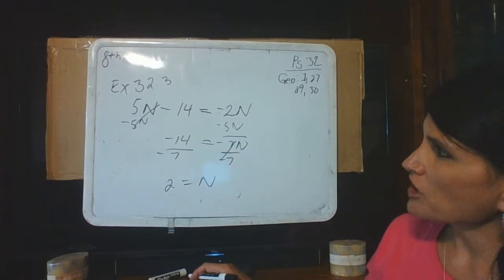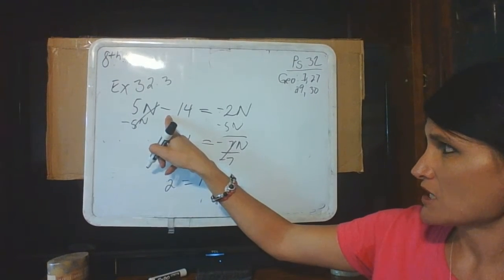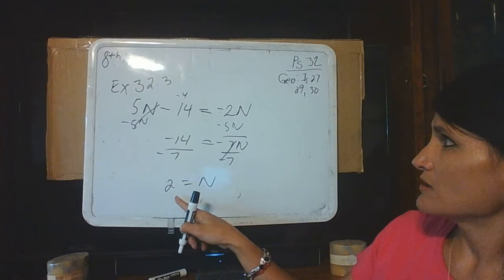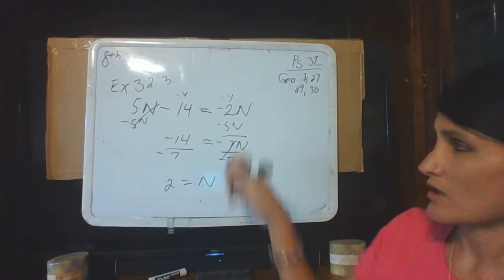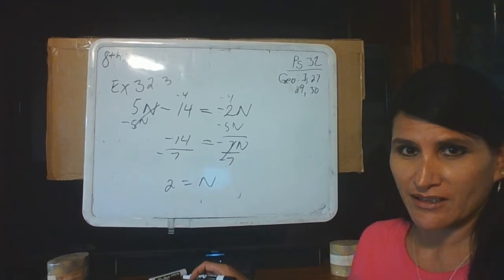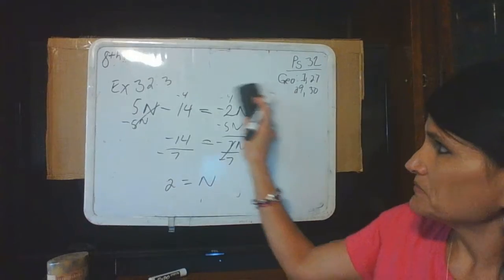Now let's quickly check it. 5 times 2 is 10. 10 minus 14 would be negative 4. Negative 2 times 2 would be negative 4. So yes, it would check out. Again, guys, take your answer and plug it into the equation. If it doesn't check out, then you did something wrong. Okay? All right.